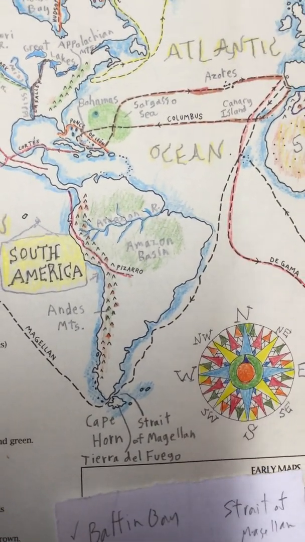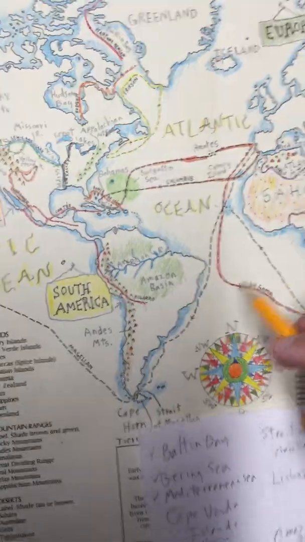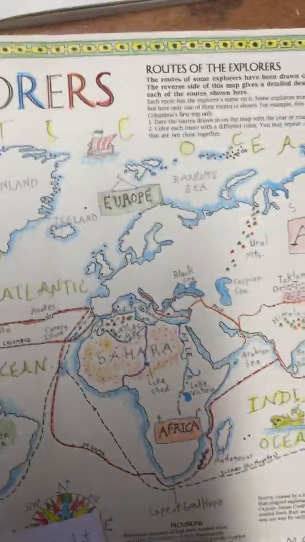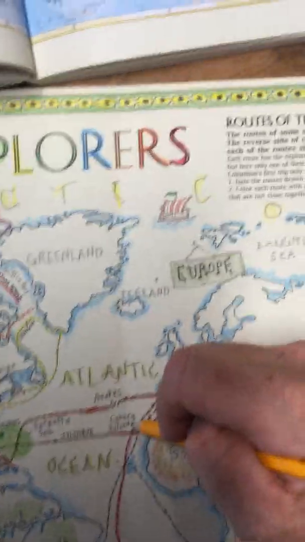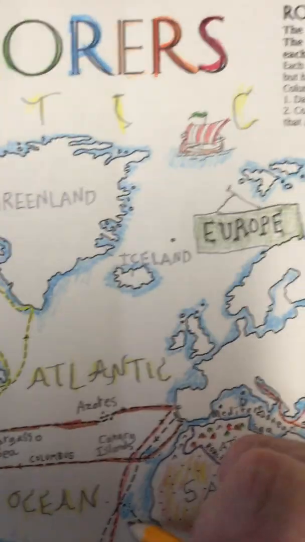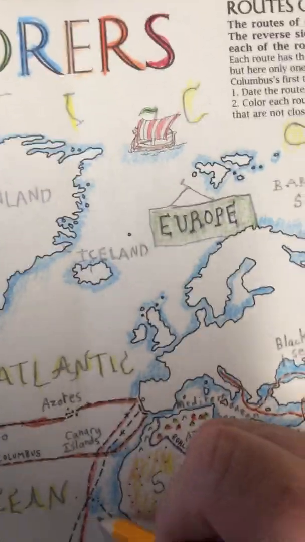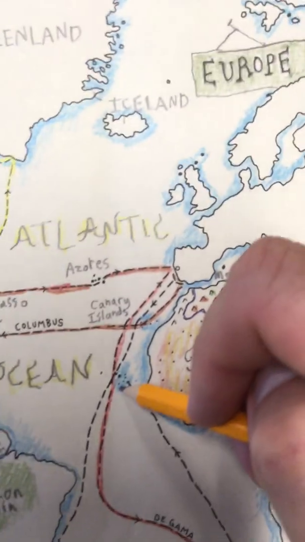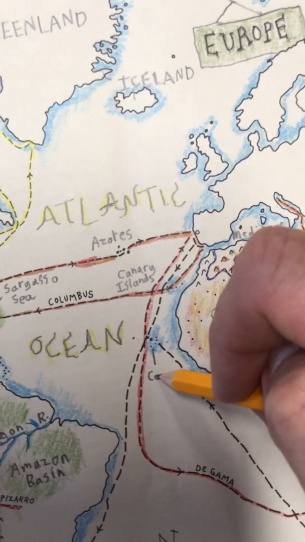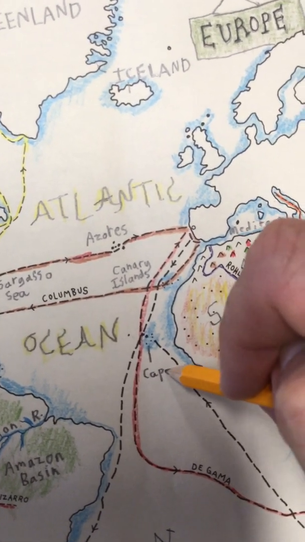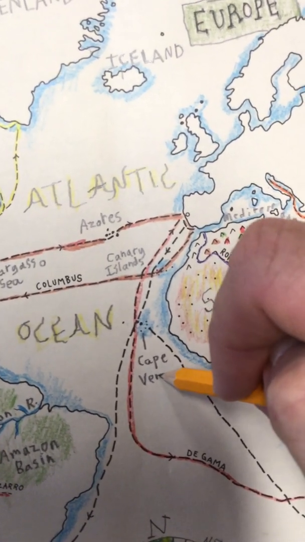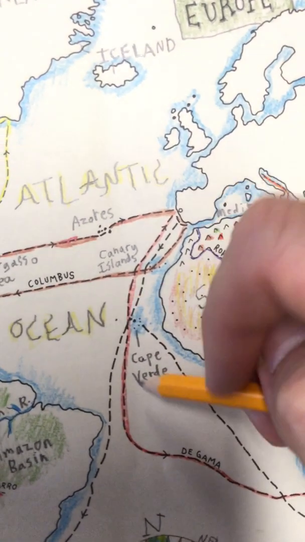Okay, so there's a couple of extra things. Now, yesterday we labeled the Canary Islands. I forgot to put islands, so I'll put a little S there just to make sure you have that too. And then you've got the Cape Verde Islands right here. This was a popular stopping point for a lot of explorers. So we definitely want to get those labeled.